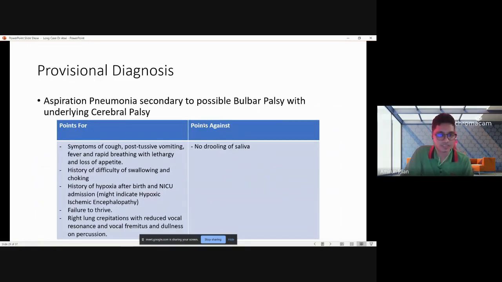My reasons are, first, the symptoms suggesting aspiration pneumonia, which are cough, post-tussive vomiting, fever, and rapid breathing, associated with lethargy and loss of appetite. The patient also has a history of difficulty swallowing and choking, which might suggest possible bulbar palsy, and a history of hypoxia might indicate HIE as the cause of cerebral palsy. The patient also has failure to thrive because of this difficulty swallowing. And consolidation of the right lung on physical examination supports this diagnosis. However, there was no drooling of saliva that might indicate bulbar palsy in this patient.